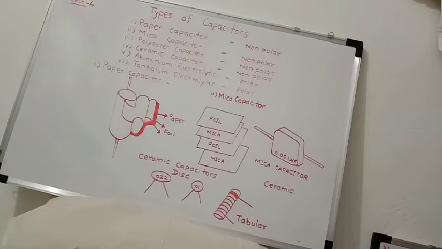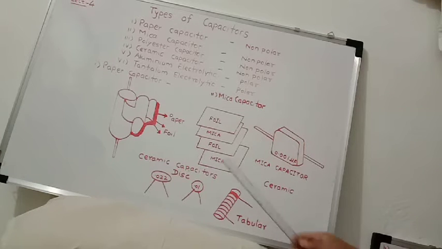Now the specialty: higher temperature range. These capacitors have a temperature range from minus 55 degrees Celsius to 150 degrees Celsius. The capacitance range of the mica capacitor is from 5 picofarad to 10,000 picofarad, and the voltage rating is up to 500 volt.